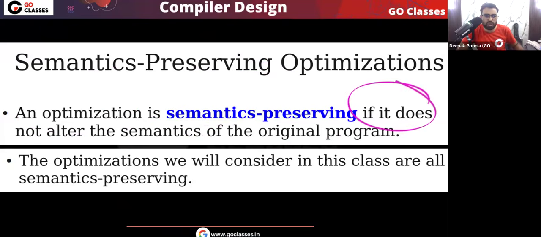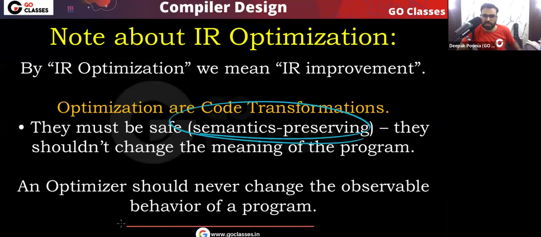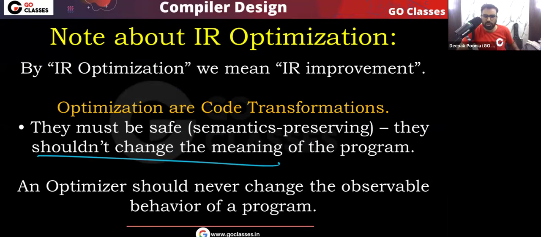Okay, you can see it does not alter or change the semantics, or I can say the meaning, of the original program. And remember, all the optimizations that we will study are semantics preserving. Means all the optimizations that we will study will not change the meaning of the program. And this is the property of any optimization. If you are performing some optimization on an intermediate code, then it must be semantics preserving. It must not change the meaning of the program, the behavior of the program.